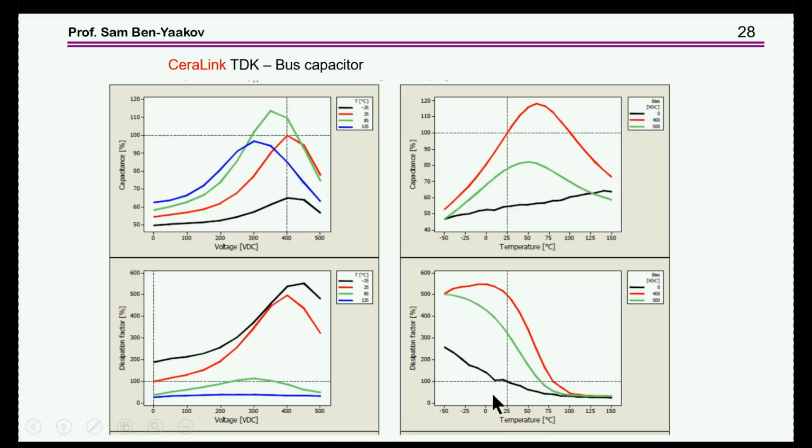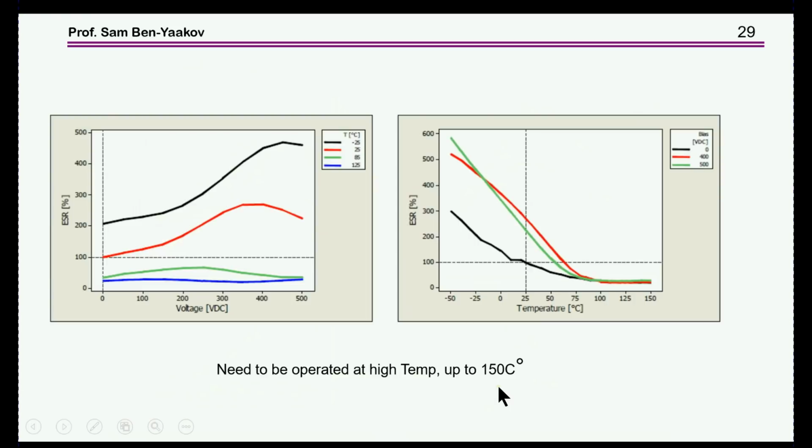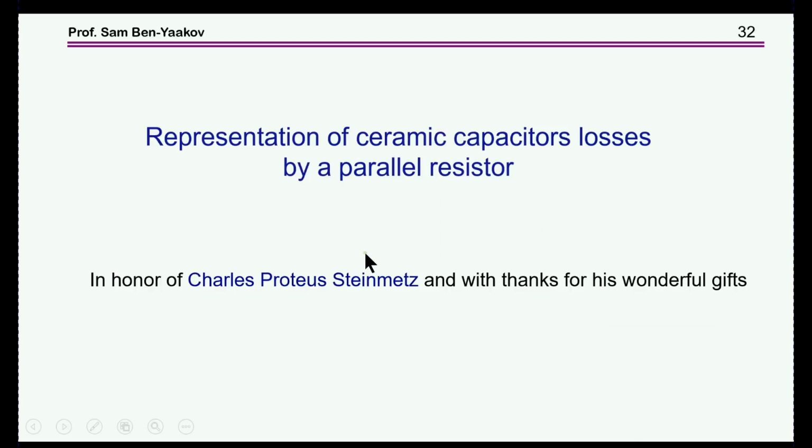It will radiate and thermally conduct to the other components. So it's a very nice capacitor, but you have this, which is also the ESR as a function of voltage, and you see that the ESR is going up with the bias, and again, you get low ESR at very, very high temperature.